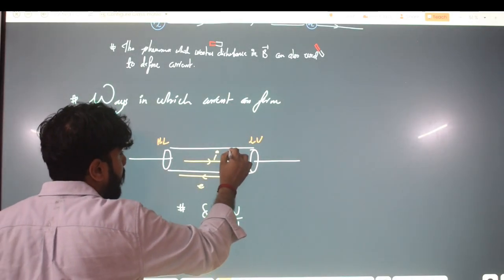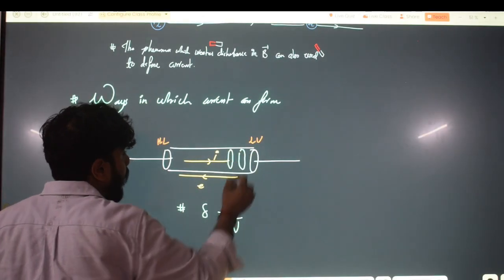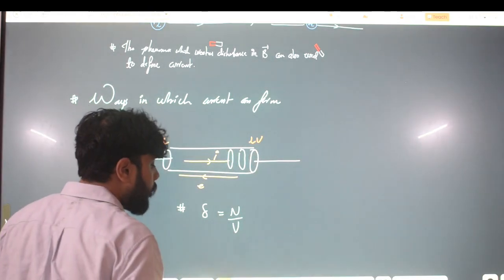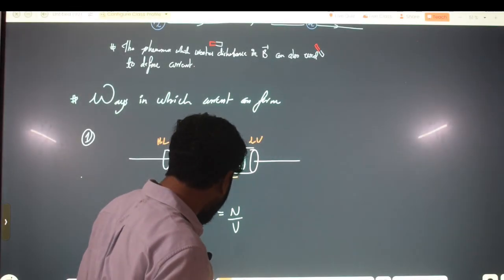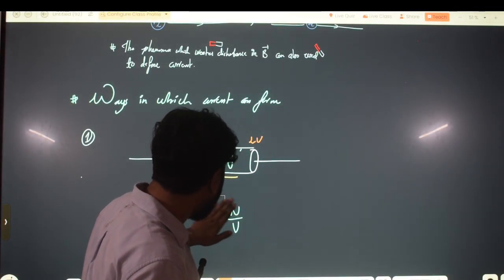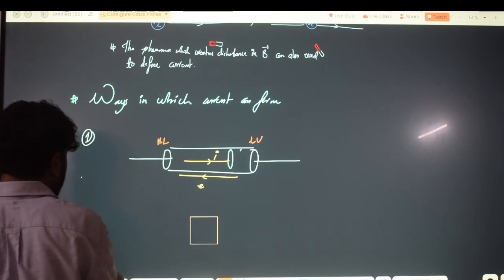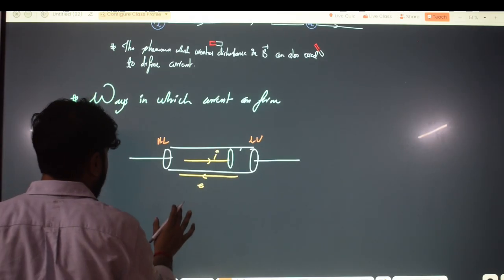You can take a particular cross section region, and from that cross section you can find the number of electrons and the charge, and you can use that to define current. So the first one is pretty simple, that is your current in a conductor.